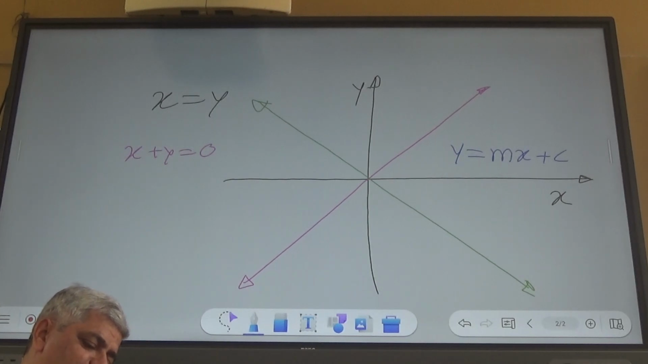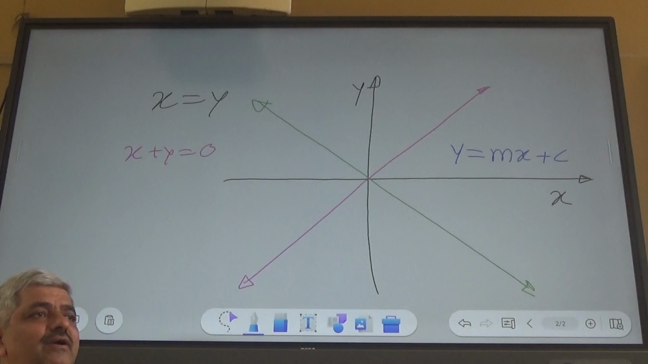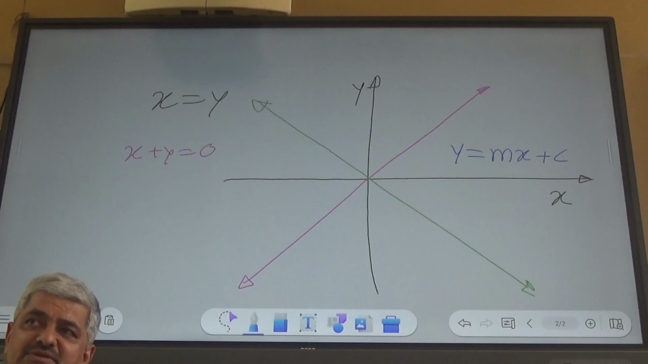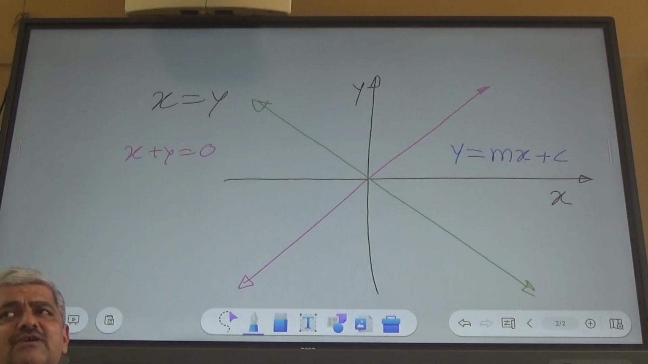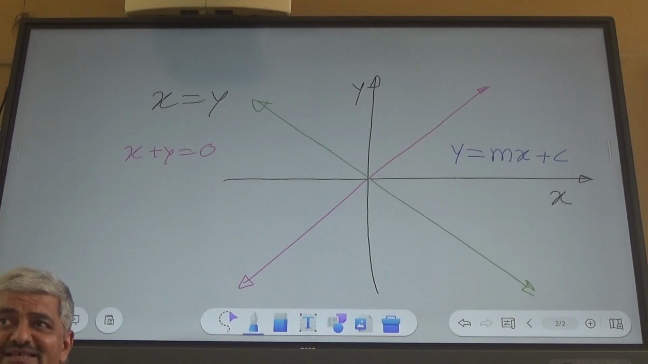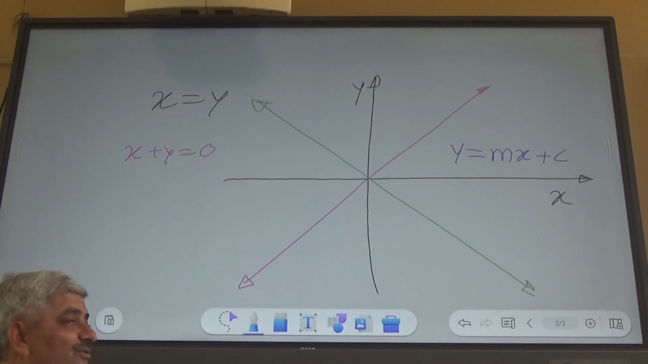Suppose somebody asks you, at which place are you? You will say, I am in room number 12. Does room number 12 completely describe your location? No. Then what do you need to tell? The academic complex, or basically room number 12 in Walchand College. Why don't you say that? Because it is assumed that you are in Walchand College. Right now, y equal to mx plus c, okay.